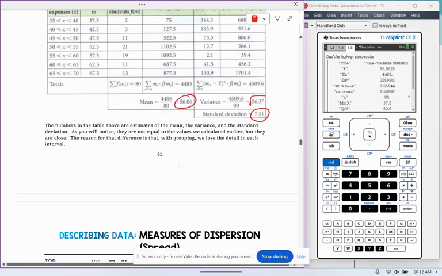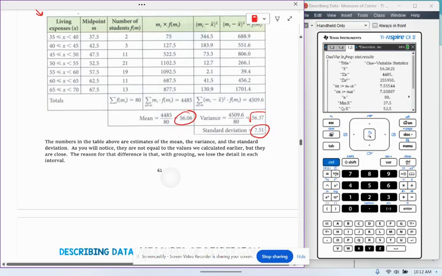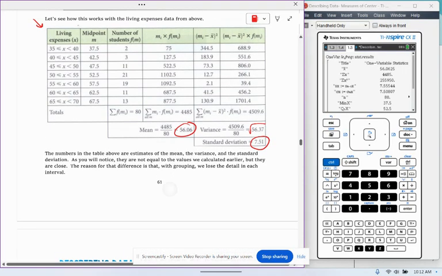So the numbers in the table above are estimates of the mean, the variance, and the standard deviation. As you will notice, they are not equal to the values we calculated earlier, but they are close. The reason for that difference is with grouping, we lose the detail in each interval. We know there were two pieces that were in the 30s, right? But we don't know what their values were. So this is a way to find the standard deviation and the mean of grouped data. And the way you do that is just with one-var stats, but now you have an X list and its frequency.